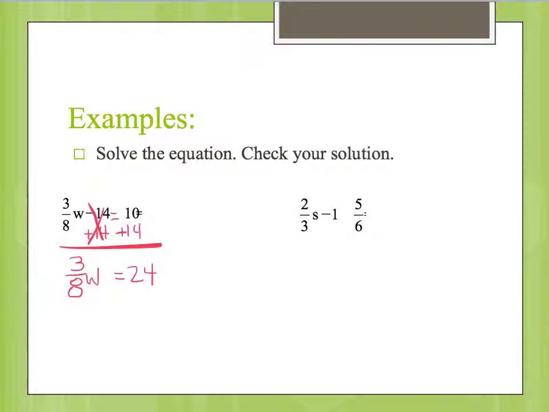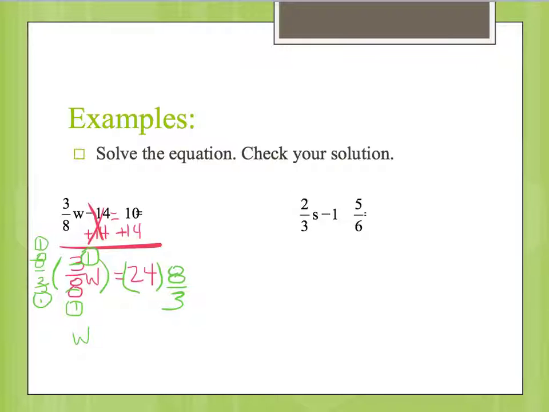Now, because I have a fraction coefficient, we learned that any fraction multiplied by its reciprocal is 1. So, again, the goal is to get 1w all by itself. Well, if I multiply this 3/8 by 8/3, again, I can cancel out here the 8s, and I can even cancel out the 3s. And when I do that, I'm left with 1w, or just plain old w. So if I multiply 8/3 to one side of the equation, then I also have to multiply the other side of the equation by 8/3.